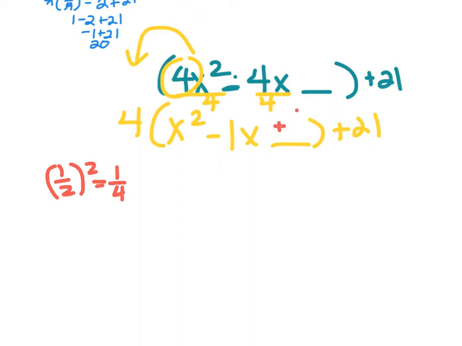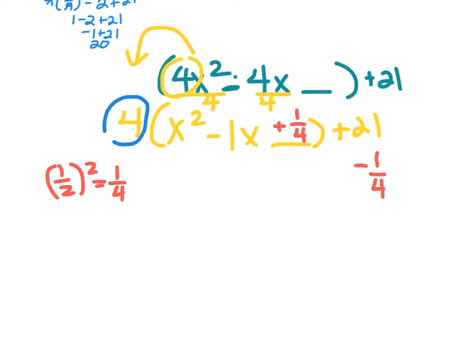That's what I add inside the parentheses, and I would subtract from outside the parentheses. You with me so far? So if there wasn't a number in front of the parentheses, I'd just add or subtract that 1/4 off the 21, and I'd be done after I factor.